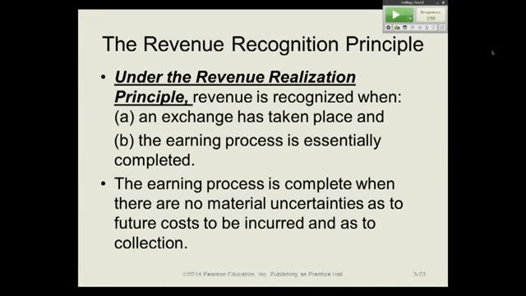When you look at revenue recognition, in order to recognize revenue you have to have an exchange, and the earning process has to be substantially completed. An exchange means an exchange of goods for a promise to pay, an accounts receivable, or an exchange of contractual promises. The earning process is essentially complete when there are no uncertainties as to future costs and to collection. If you have some question as to collectability, you would estimate how much you're going to collect.